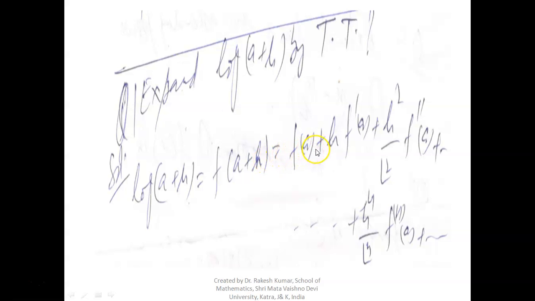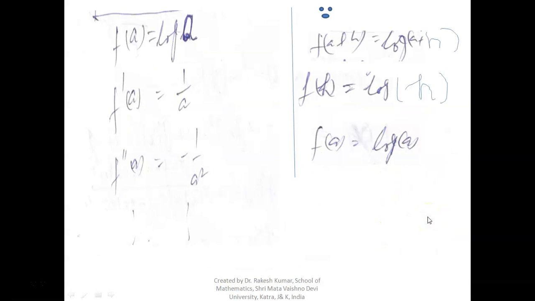So log of (a plus h) can be written as f of (a plus h), and I am expanding this: f of a, plus h f dash a, plus h square upon 2 factorial f double dash a. This is just the statement of the theorem. Here f(a plus h) is equal to log of (a plus h), so f of x is log x and f of a is log a. So f of a is log a, f dash a is 1 upon a, f double dash a is minus 1 upon a square, and so on.